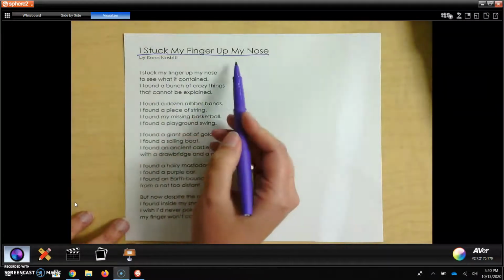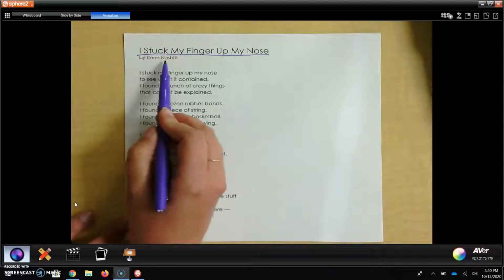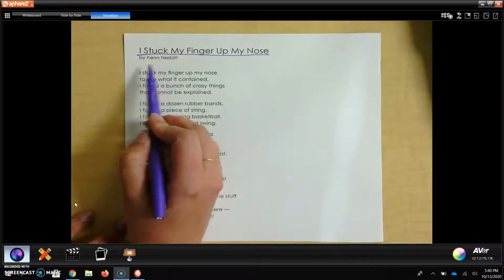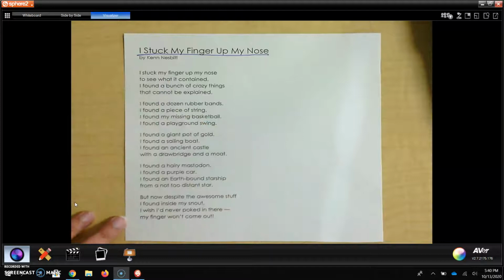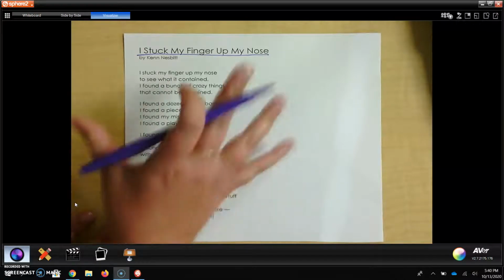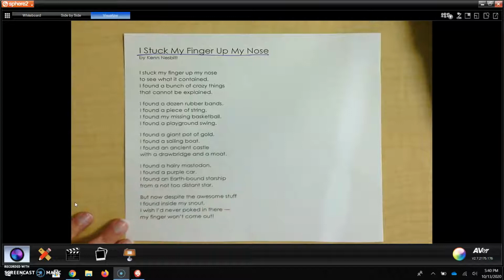So I Stuck My Finger Up My Nose by Ken Nesbitt. Ken Nesbitt is the poet. He is the author of this poem. He's the one who wrote it. And we don't need to read the poem today because you just listened to it in the earlier lesson. So we're just going to jump right into labeling it.